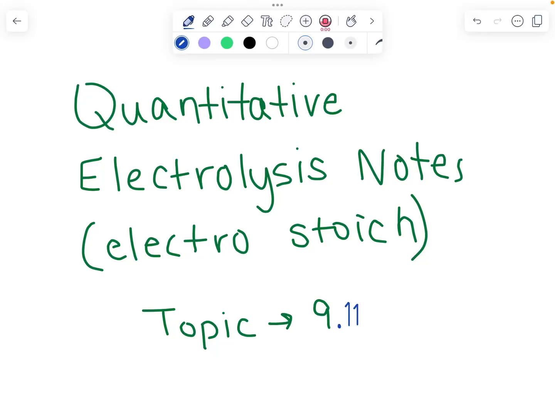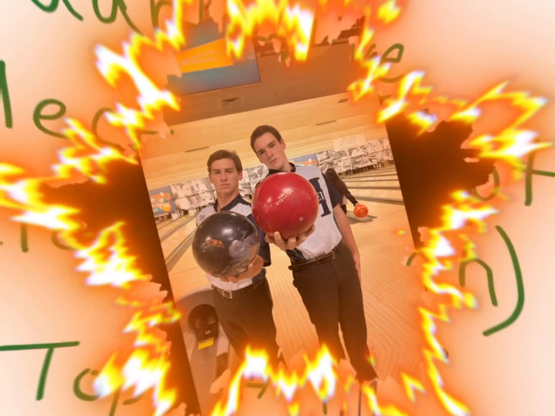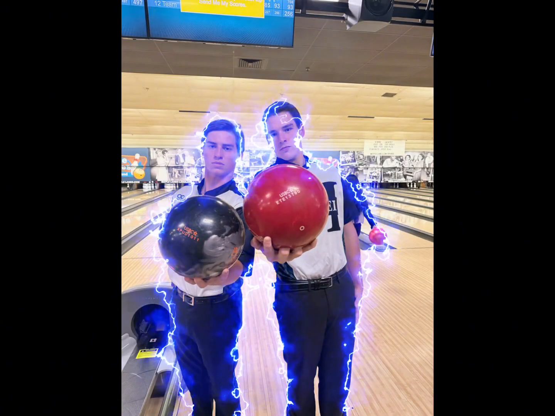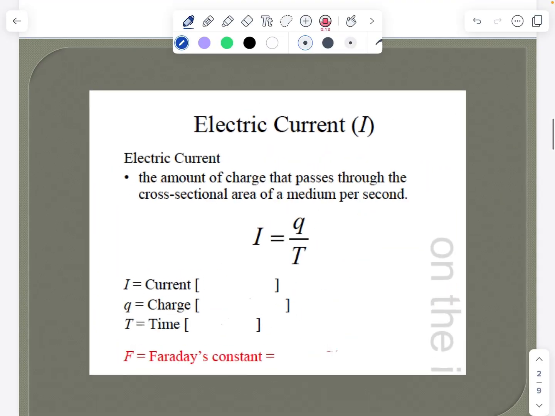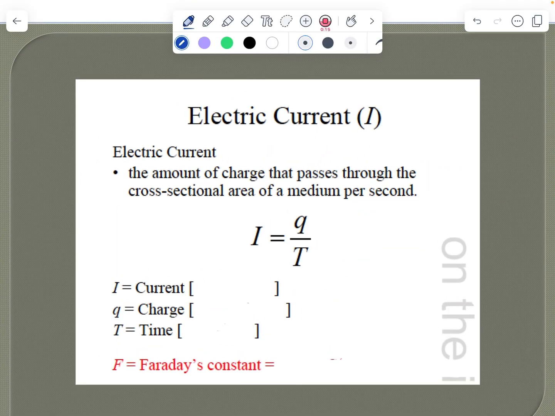Okay, this is Unit 9, Topic 11, Quantitative Electrolysis Notes, aka some stoichiometry with electrochemistry. So, Professor Lane will take you to school. AP Chem is chemical. So first, we need to talk about what we are really measuring.